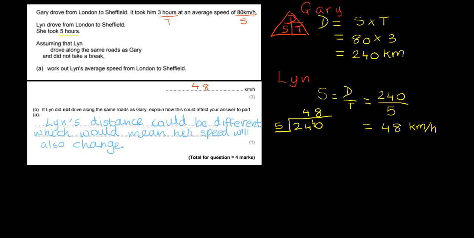So what this means is, if the distance would be greater than 240 kilometers, then her speed, if it took her 5 hours, would increase, isn't it? Or the time taken would also change. So the speed eventually would change. It could either increase or decrease depending on the distance and the time. And that's how we answer this particular question.